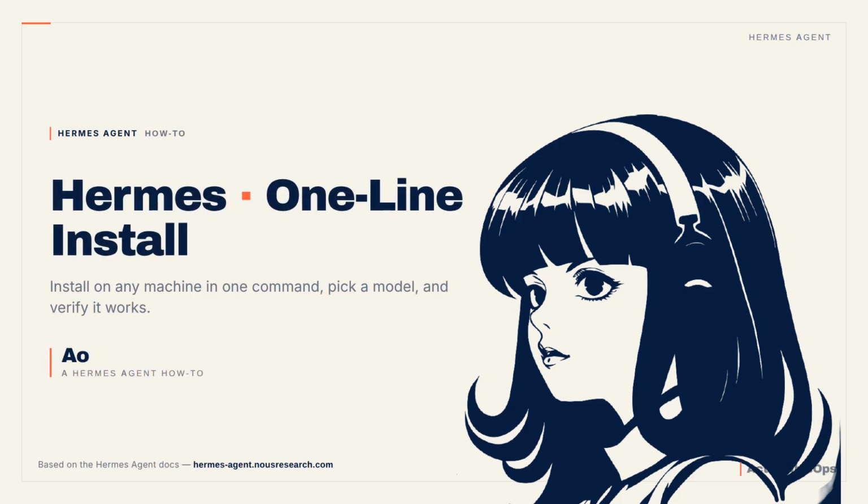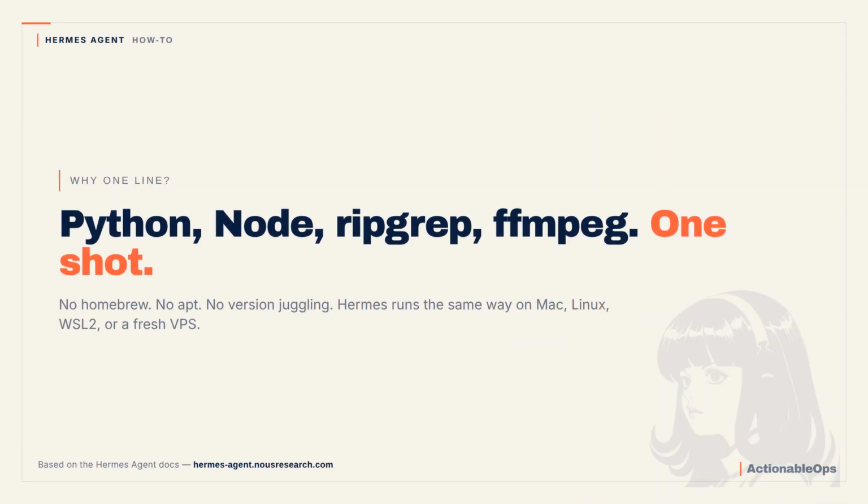From Actionable Ops, here's how to install Hermes on any machine, pick a model, and verify it actually works. The install is one line.